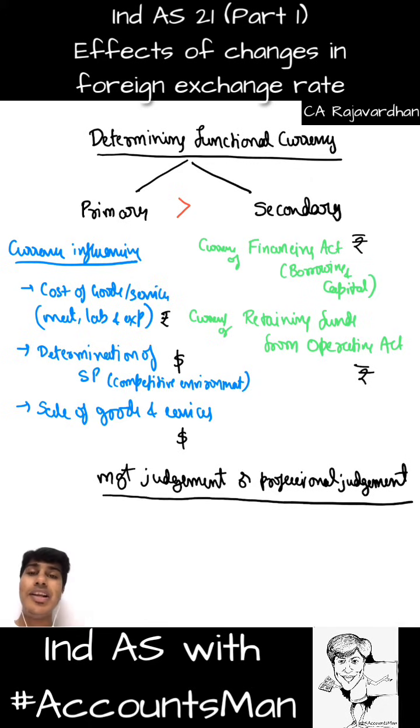Now the management cannot just tell. The Infosys management today says, okay, by way of my judgment, I will say yen is my functional currency. That has no relation. Or, without considering the primary factors and secondary factors, they will straight away say dollar is my functional currency. Can they say so? No. The management judgment or professional judgment is required, but on the basis of facts and determining conditions.